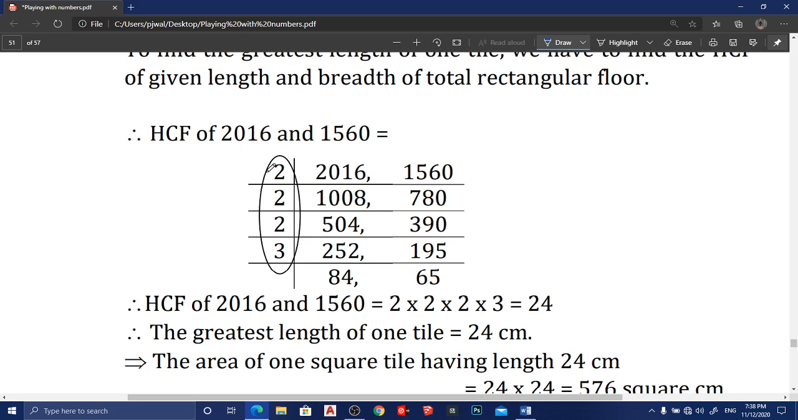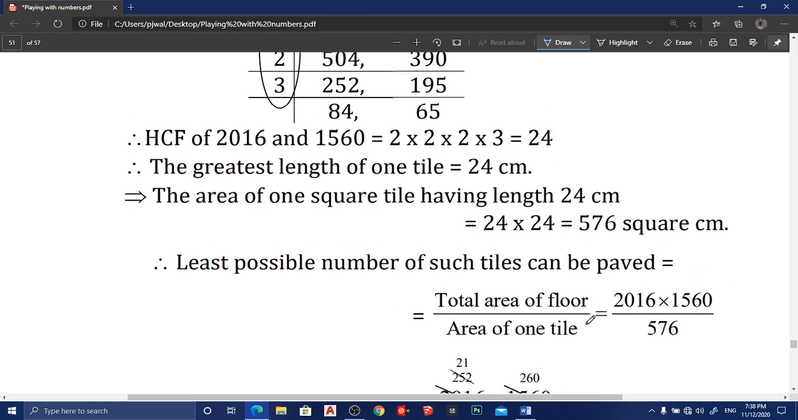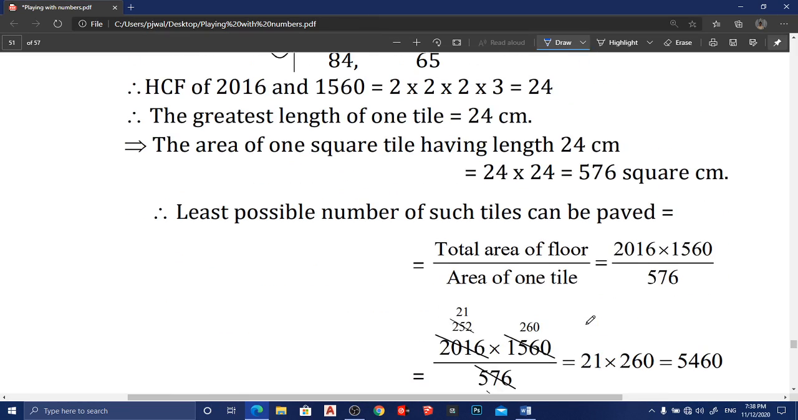So 2 into 2 into 2 into 3 which is 24. The greatest length of one tile is 24 centimeters. So the area of one square tile having length 24 centimeters is 576 square centimeters. The length is also called the side, 24 centimeters, so the area is side into side.